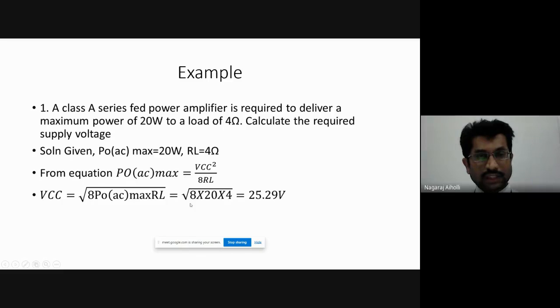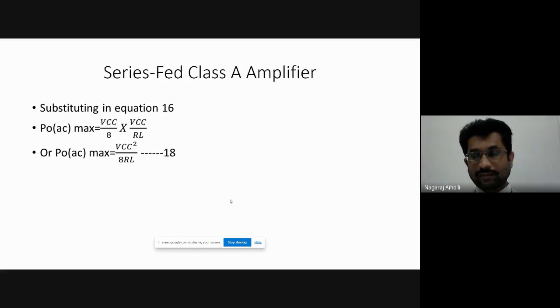Then substitute the values. Square root of 8 into P naught AC max is 20. Then RL is 4 ohms. So square root of 8 into 20 into 4. Calculate how much it will be. Tell me the answer. Calculate and tell me. How much are you getting, students?